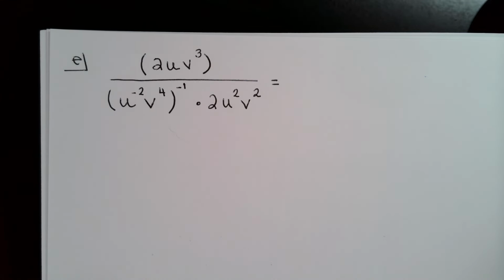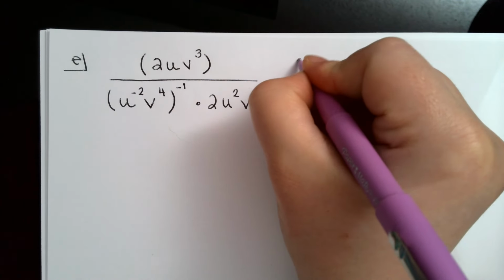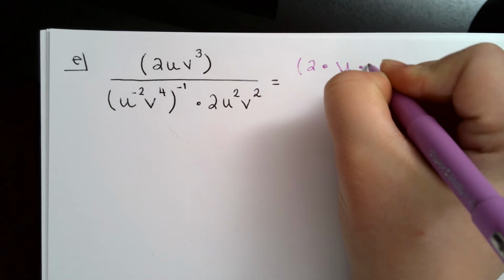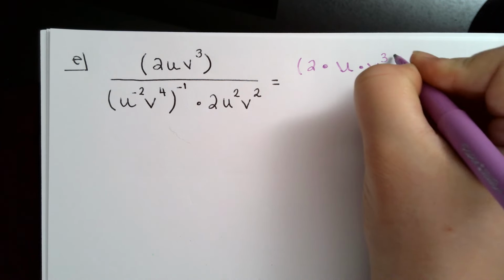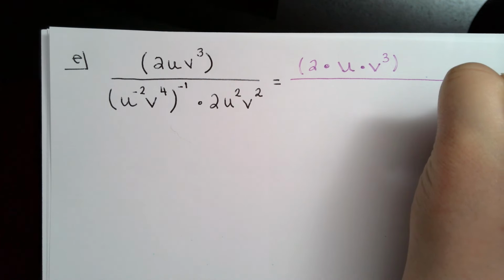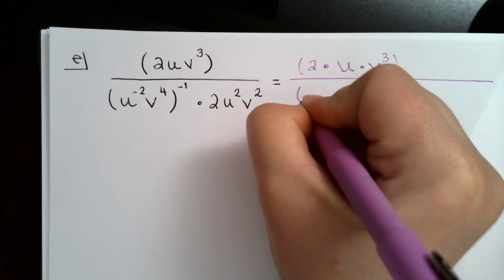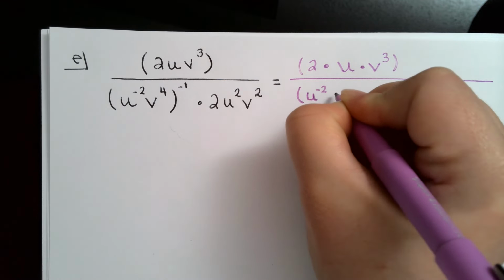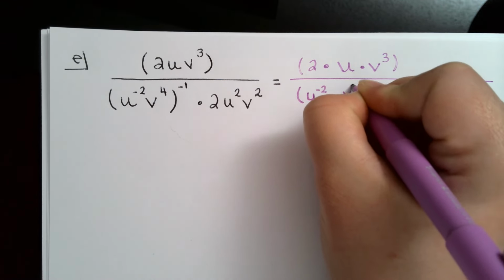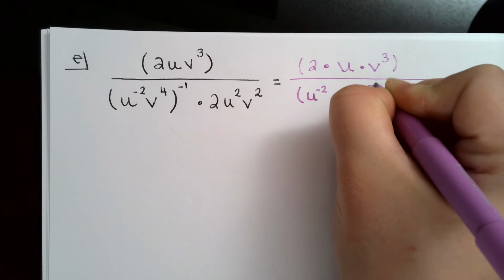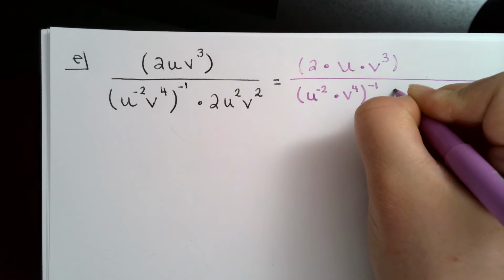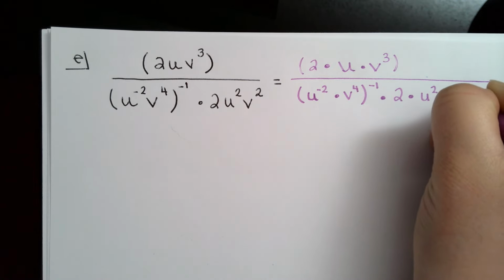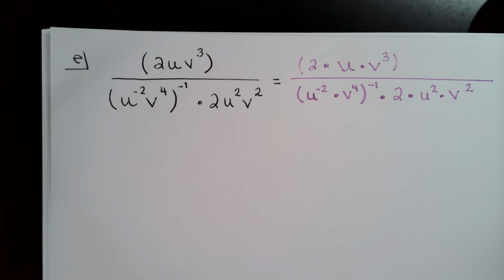Step number 1, you're going to split everything up. So all of your factors here get a multiplication dot. Going to make this one a little bit longer. U to the negative 2 power times V to the 4th power raised to the negative first power times 2 times u squared times v squared. It's very important for you to break everything up.